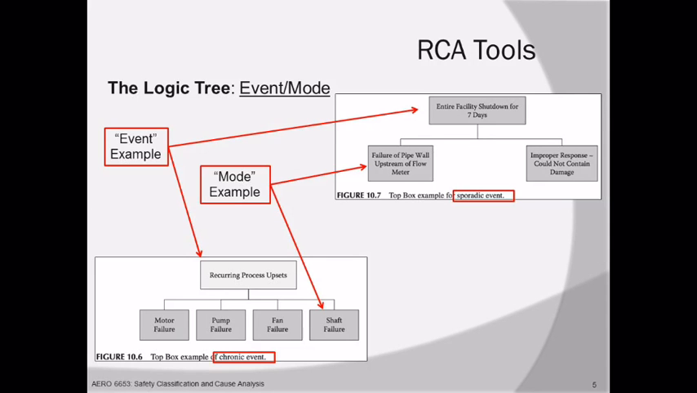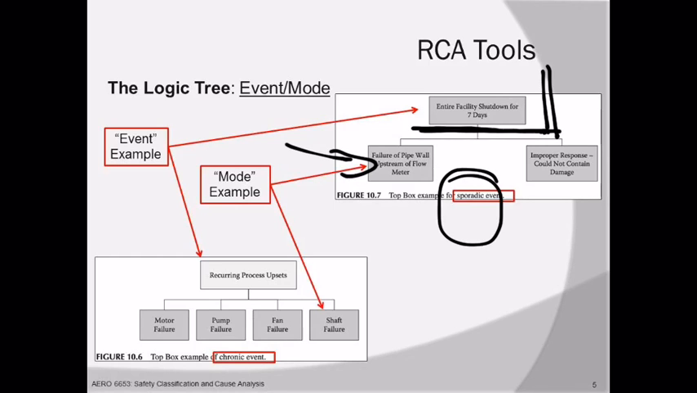Here are two examples of the top box, for a sporadic event and a chronic event. This is taken from our Latino text. We'll talk about the sporadic event first. The top event, the sporadic event, was that the entire facility was shut down for 7 days. That, remember, is the consequence. It's not actually what happened, but it's the consequence. It's why do we care? The entire facility was shut down for 7 days. What triggered that event? This is a sporadic event. It's a one-time big bang event. What triggered the event? That will get us to our mode examples.